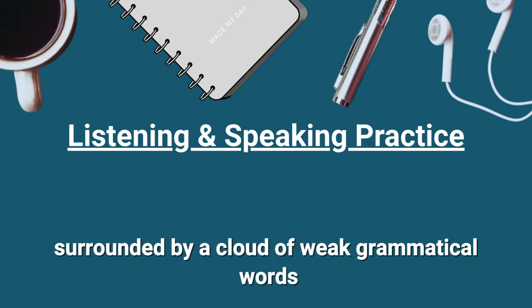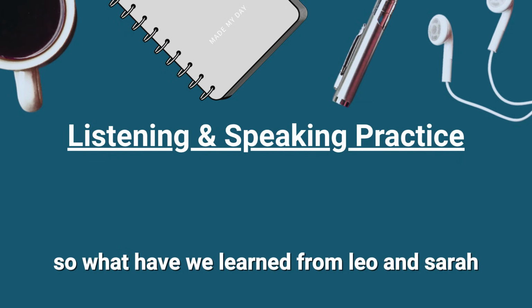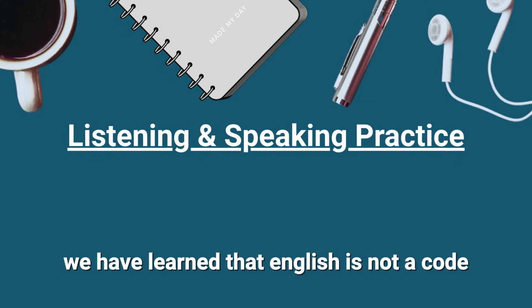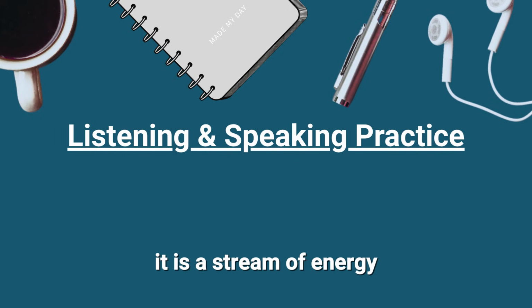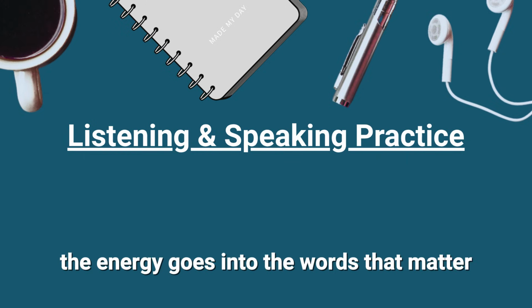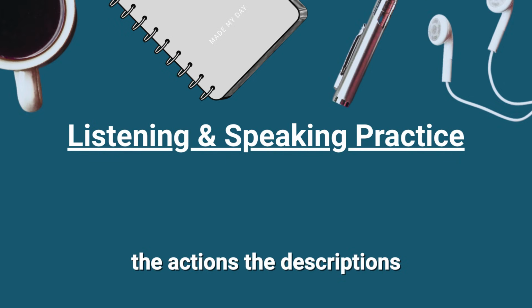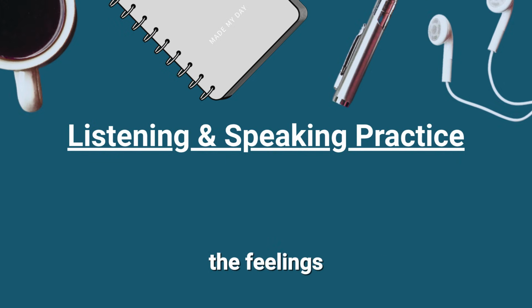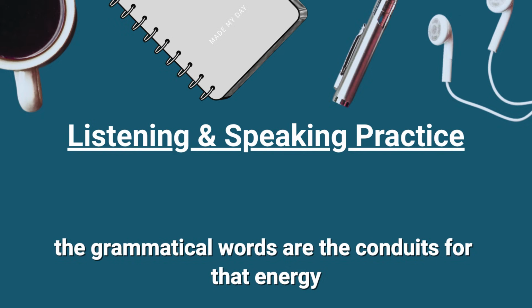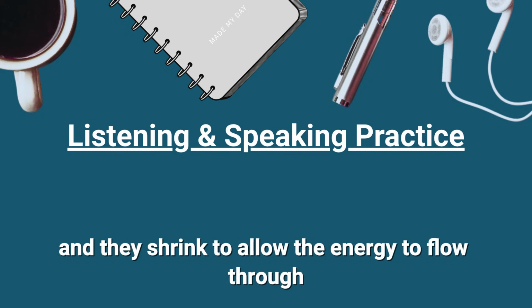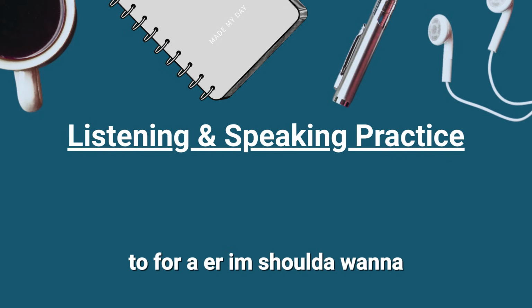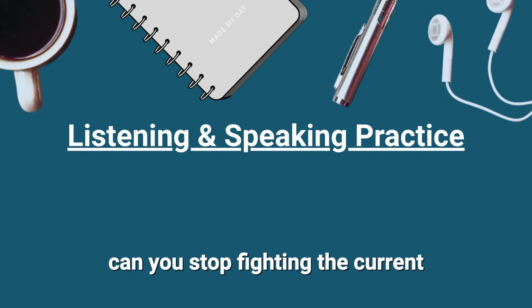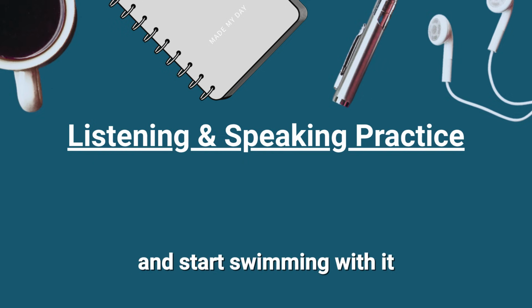So, what have we learned from Leo and Sarah? We have learned that English is not a code where every letter represents a sound. It is a stream of energy. The energy goes into the words that matter, the actions, the descriptions, the feelings. The grammatical words are the conduits for that energy, and they shrink to allow the energy to flow through. By recognizing these weak forms, like "t'", "fur", "im", "shoulda", "wanna", "gonna", you stop fighting the current and start swimming with it.